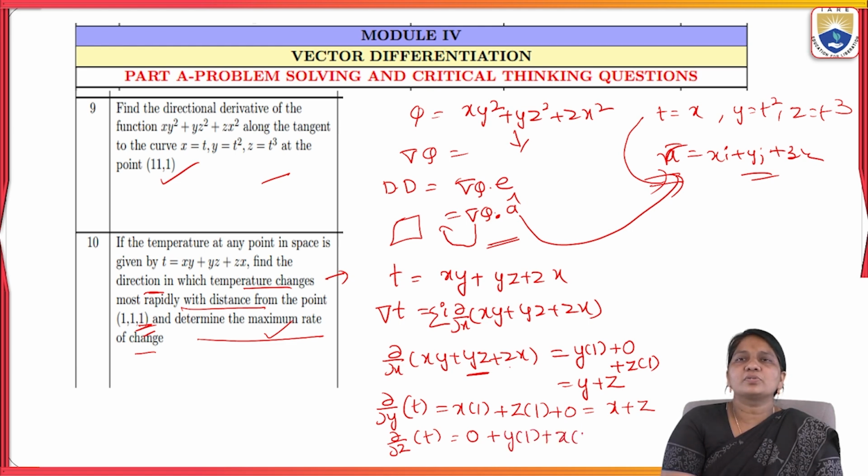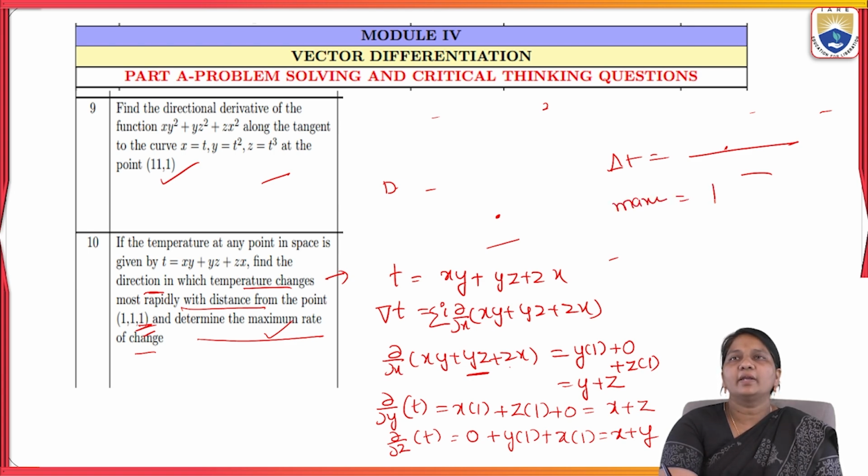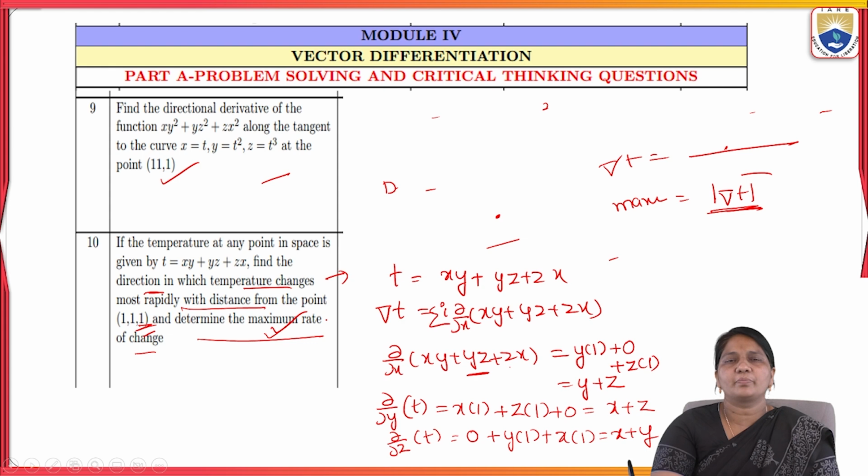Plus here x into z value is 1. So finally we are getting here x plus y. So y plus z, x plus z, x plus y. So we are going to replace here. So that is del t. So del t equal to, we are getting the value. So finally maximum rate is the value of del t. So when you are calculating del t value, it is nothing but the maximum rate of change.